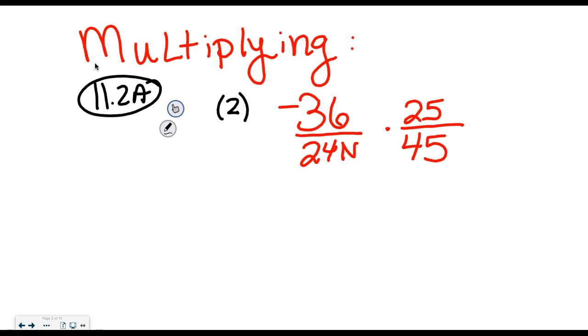I won't give you enough to do the back. If you had class today, you can just keep on rolling. So you're going to be multiplying rational expressions. Today it's not too bad. It's going to get a little tricky tomorrow.